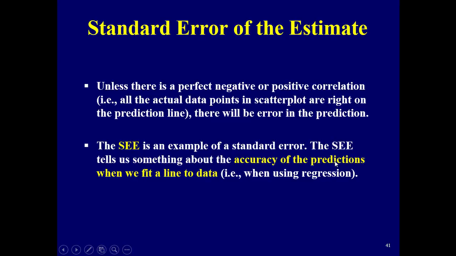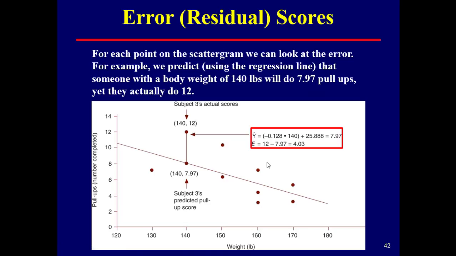The SEE, or the standard error of the estimate, is going to give us information about how accurate our prediction is. Essentially, a lower error, a lower SEE, is going to mean that those points, which are actual data points, are very close to the line of prediction. So low SEE, low error, means that we have a more accurate prediction. Essentially, in the scattergram, the points are closer to the line.